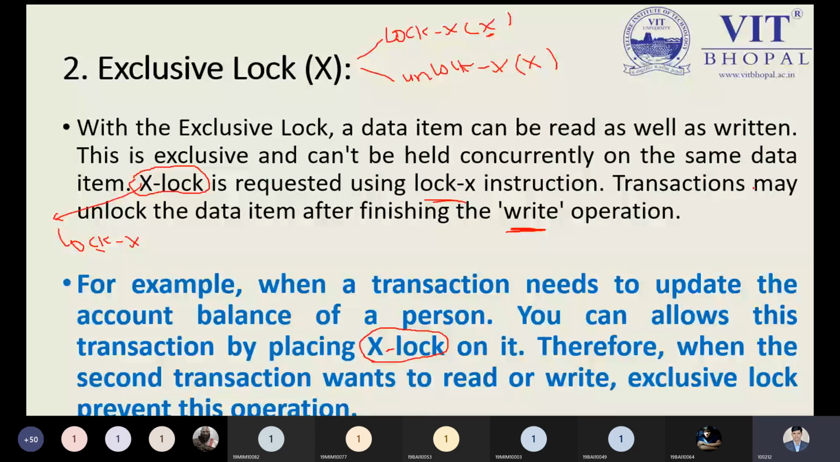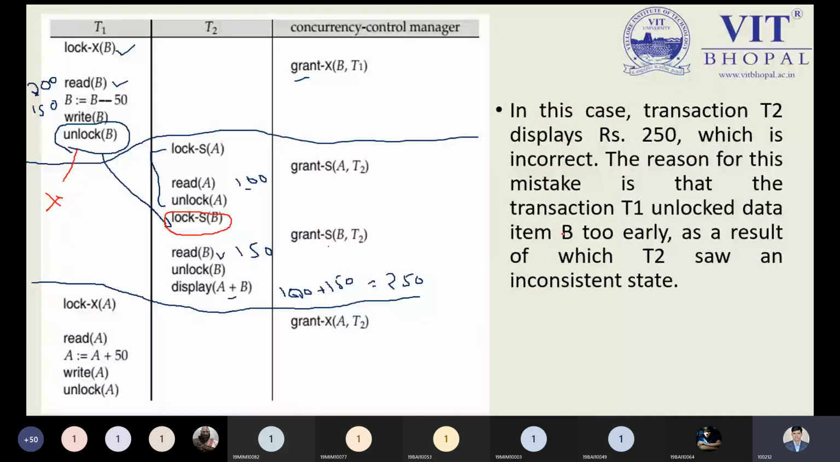Now see, a transaction may unlock the data item after finishing the write operation. So what is required? You are writing something, then it is required to unlock the data item, then you can access the data item in the other transaction. So it is mandatory to unlock the data item in the exclusive mode, but in the shared mode it is not necessary. You are leaving it, there will be no issue.